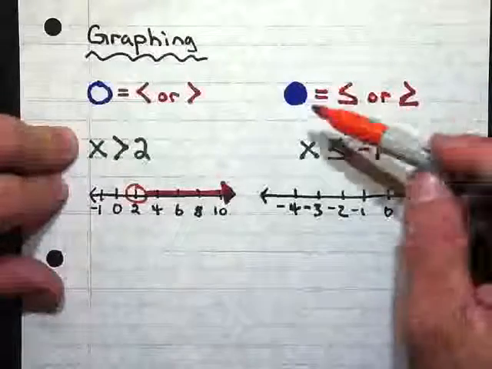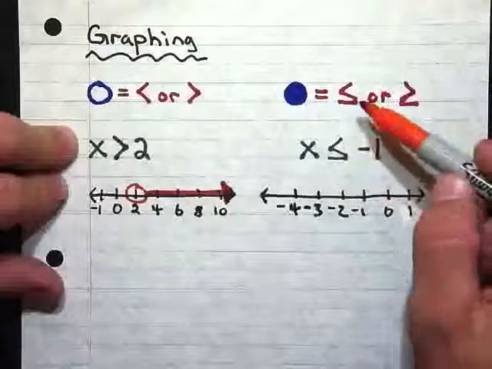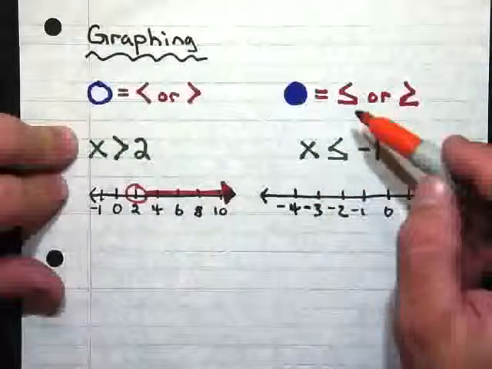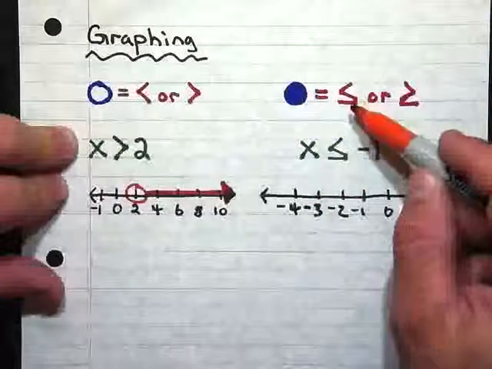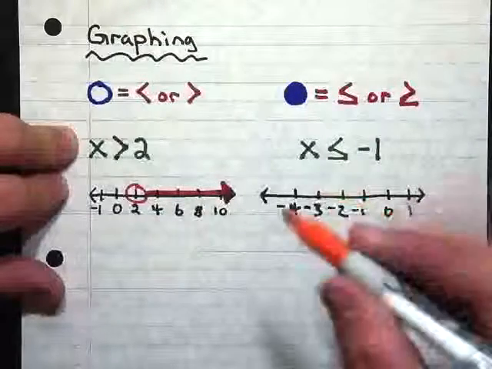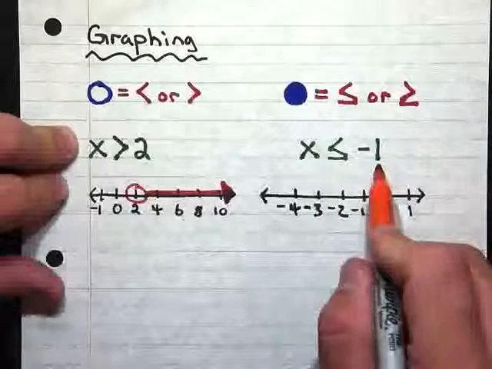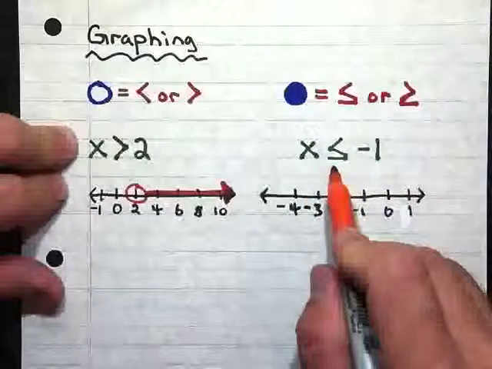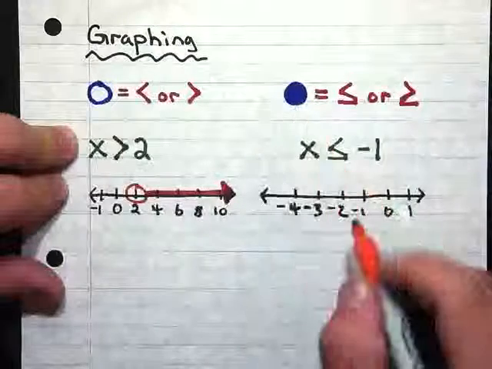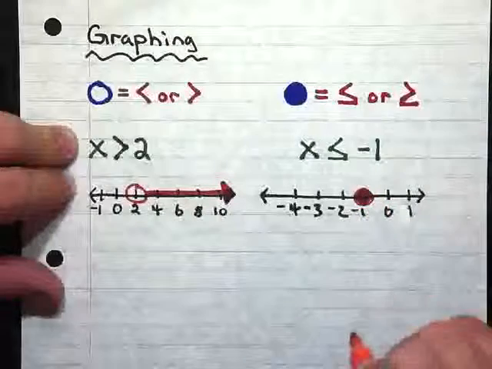All right, so let's take a look at the closed circle here. For a closed circle, we would use a closed circle when our inequalities are less than or equal to or greater than or equal to. So let's take a look at an example of this. Here we have x is less than or equal to -1. Because it's a less than or equal to inequality, we're going to use the closed circle. So we do a closed circle here at -1.